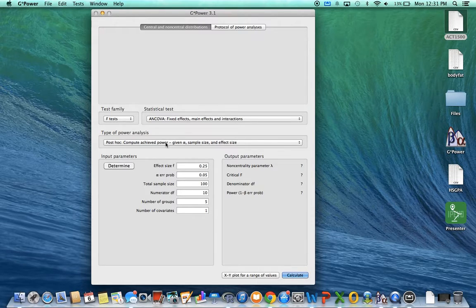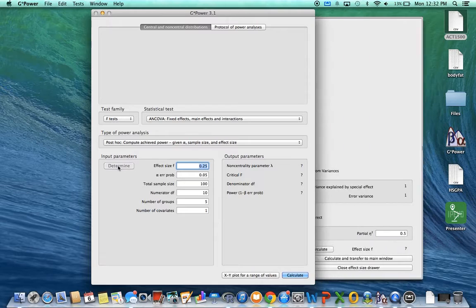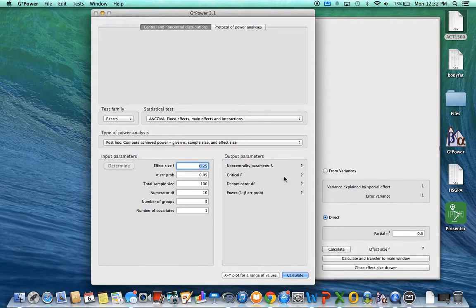Now, when we come to our, well, this is not good. Okay. It requires effect size f, but we didn't do effect size f. We did partial eta squared. All right, let's see. How about this? Okay, this is exactly what we need here. Let's calculate the power for the covariate first.